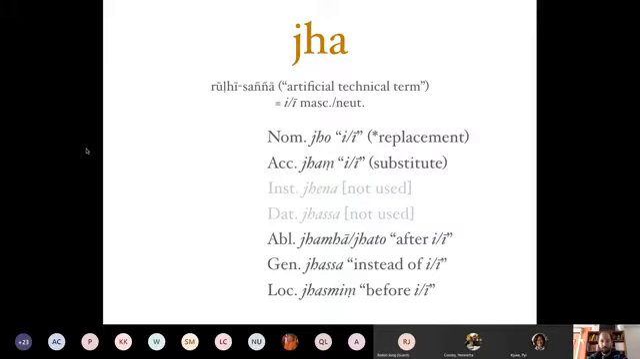You can also find it in the ablative, for instance, jamha or jato, which would mean after ee, or you can find jassa, which would mean instead of ee, or you can find it in the locative, jasmim, which would mean something like before ee in the grammar.